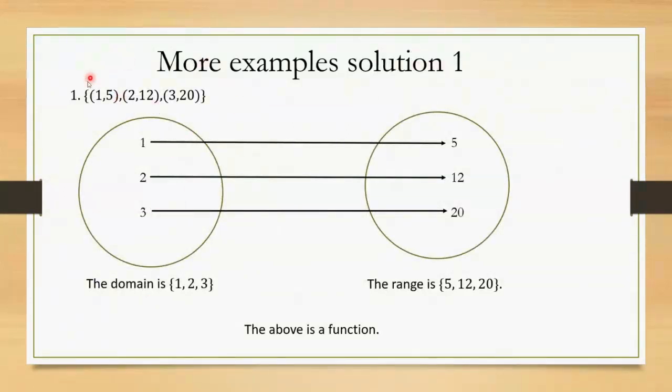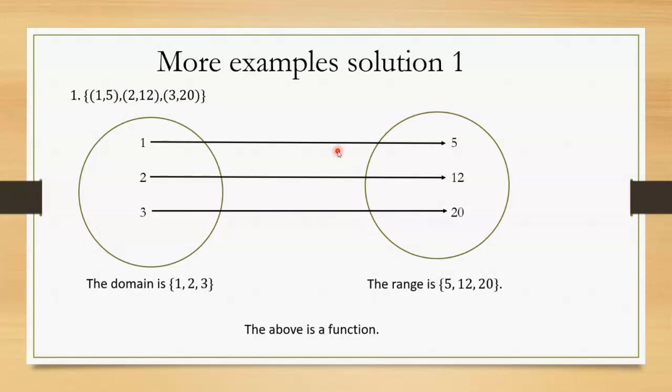We have this relation, right? So we have 1 to 5, we have 2 through 12, we have 3 to 20, those things. Now looking at this, we can see that the domain would be the set 1, 2, and 3, because those are the x coordinates. The domain is the x coordinates, 1, 2, and 3. The range would be 5, 12, and 20. Those are the y coordinates.